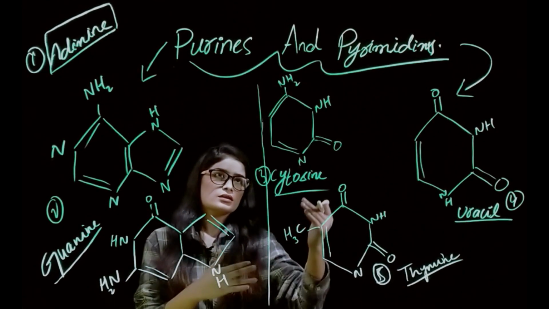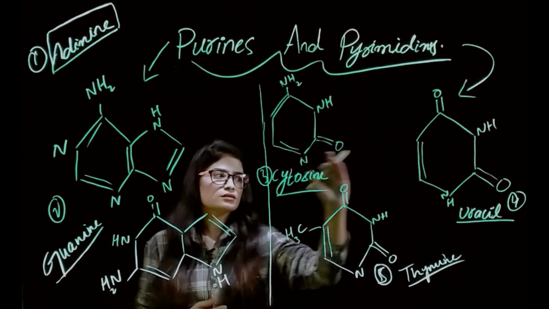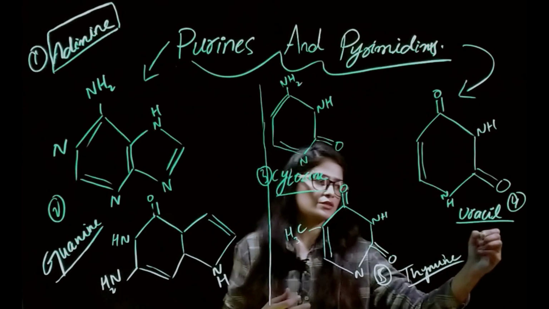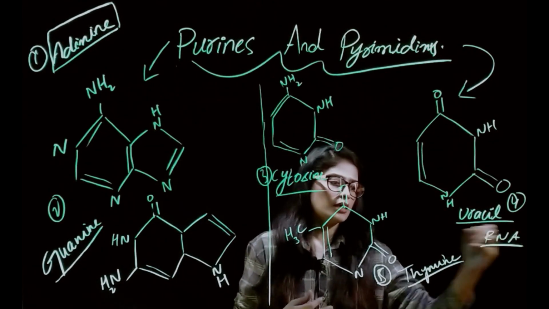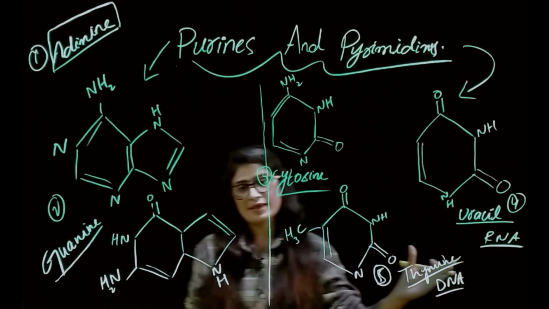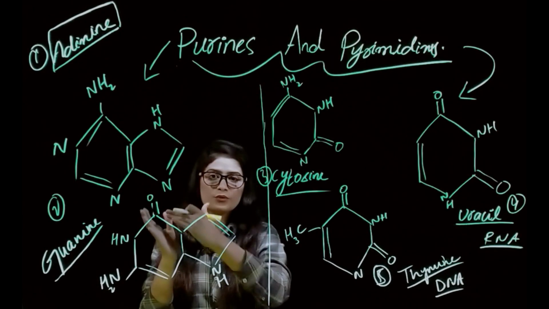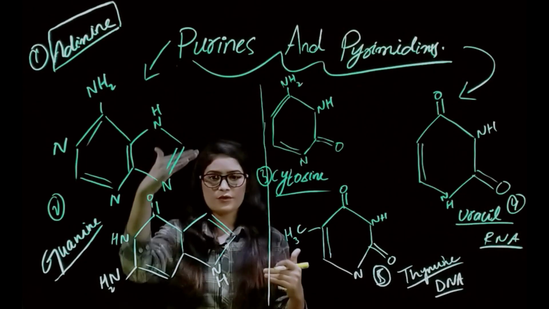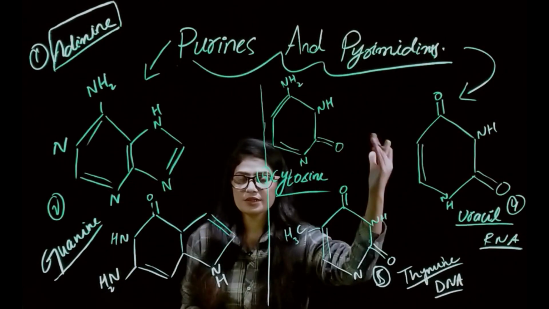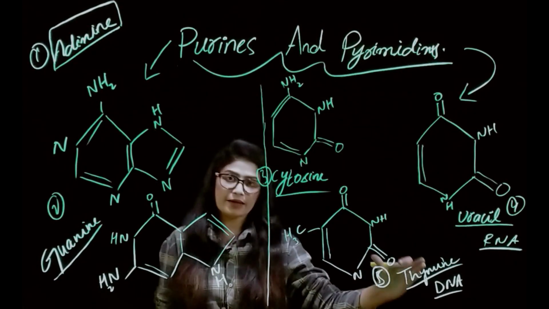Compared to purines, pyrimidines have cytosine, uracil, and thymine. Uracil we say in case of RNA, and thymine in case of DNA, deoxyribonucleic acid. So these are the nitrogen bases that purines and pyrimidines have. In case of purines, adenine and guanine are included, and in the pyrimidines, cytosine, uracil, and thymine are included.